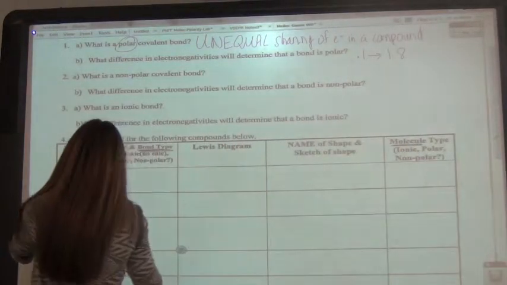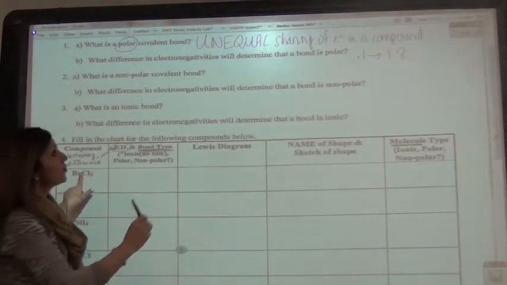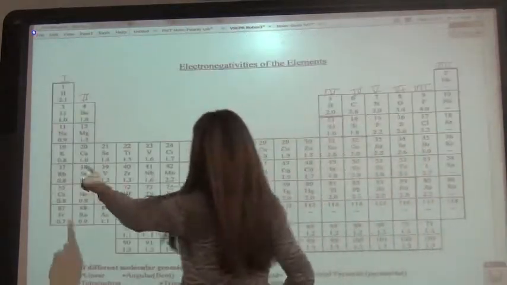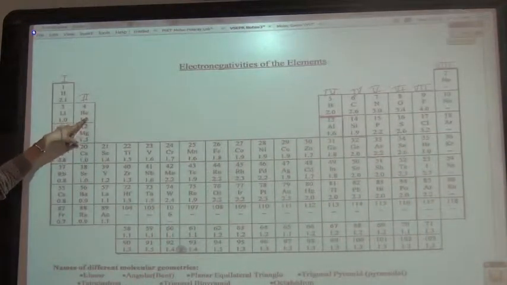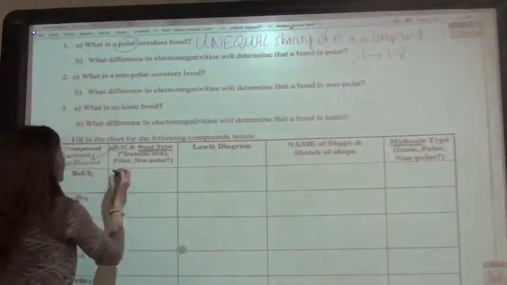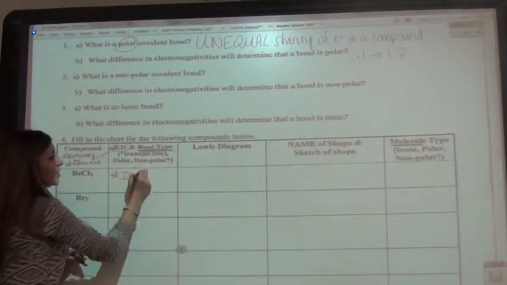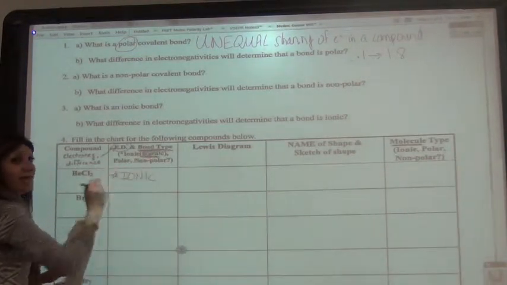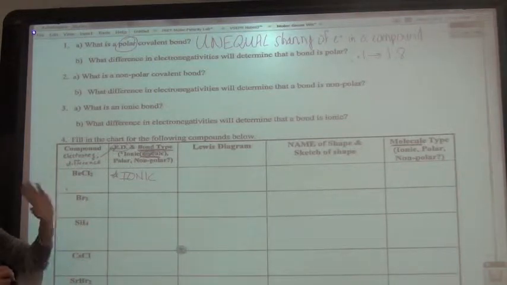BeCl2. So, beryllium. If you look at your periodic table, you will see that beryllium is a metal. So if it's a metal, then what type of compound is this? Ionic. So right here, I'm going to put a star and write ionic. If it's ionic, you do not need to calculate it, okay? It's ionic, it's all set.